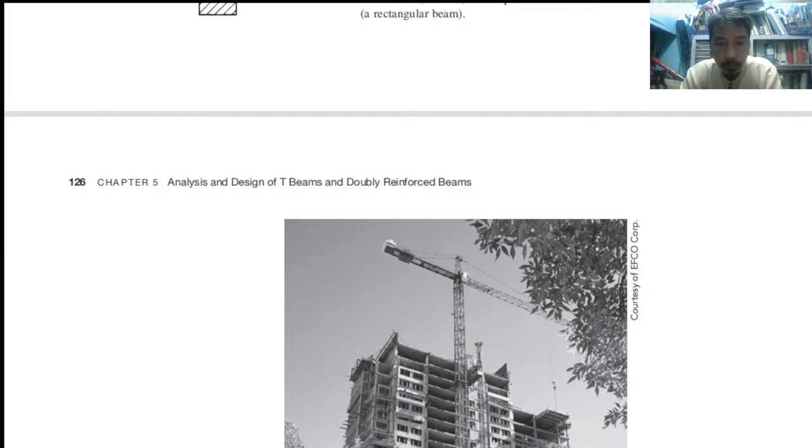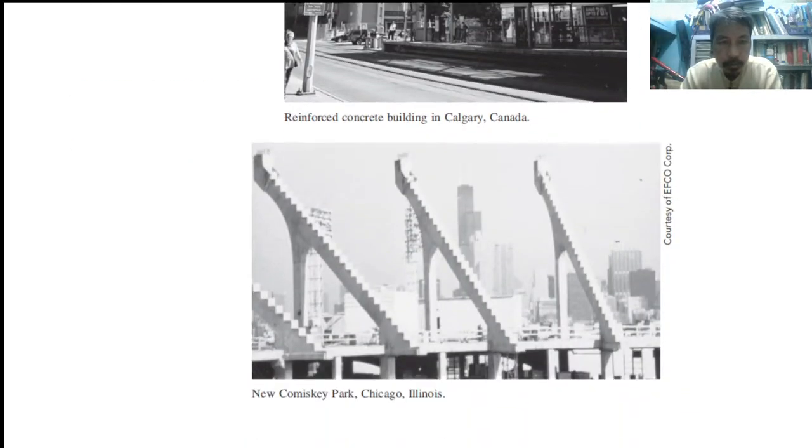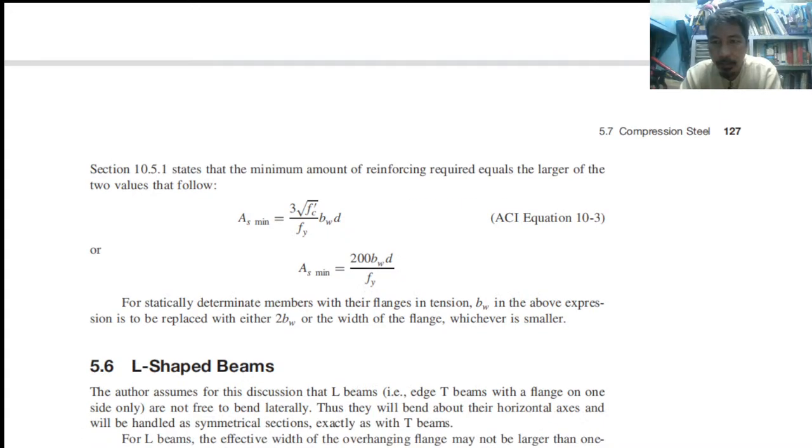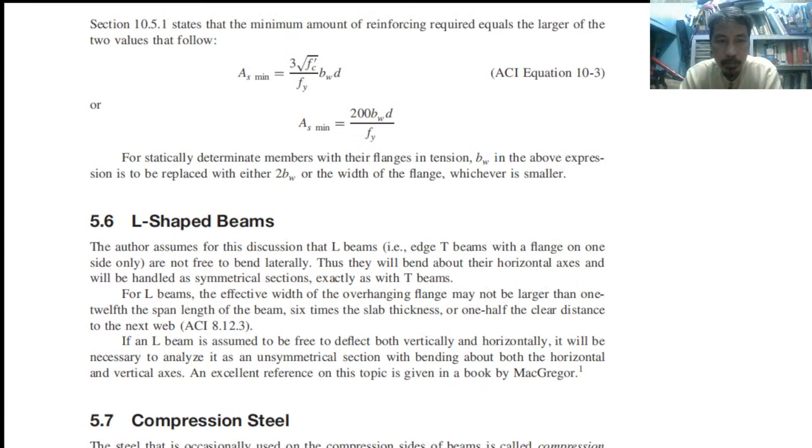So the code therefore states that the maximum or the minimum amount of reinforcing required equals the larger of the two values. Take note of this, which we are actually using. So we need to have this minimum on that side of the section, on the side of the cross section.